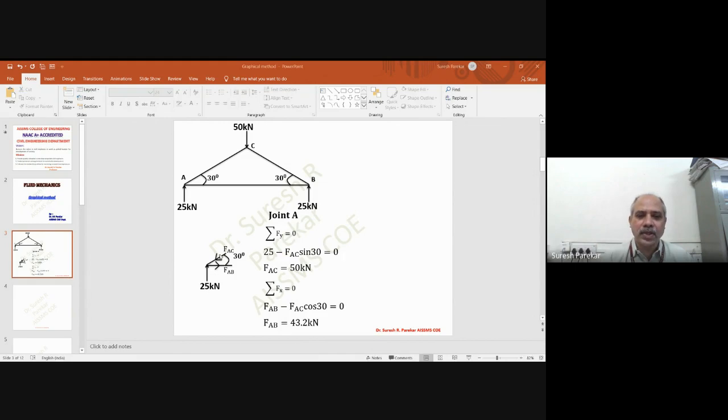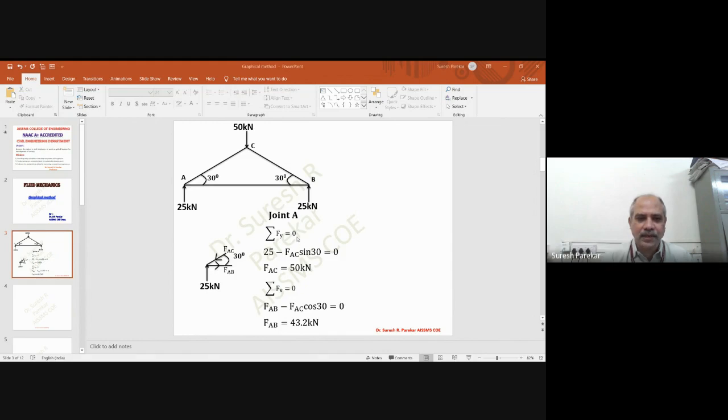If I am in a position to show the correct direction, it is always preferable. And here I know 25 kilonewton is going up, so I will take the force in member AC downward, which will be compression. So we are going to get this AC, at an angle of 30 degrees, then FAB, which is considered as tensile, and then we have this 25 kilonewton.